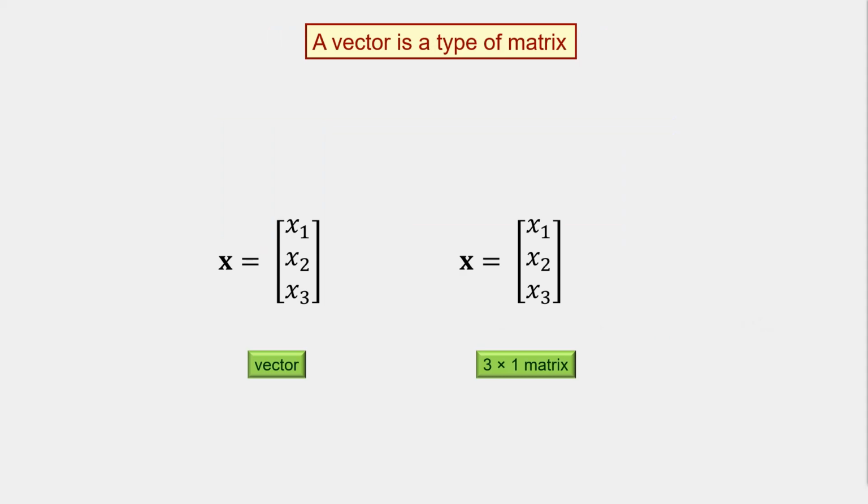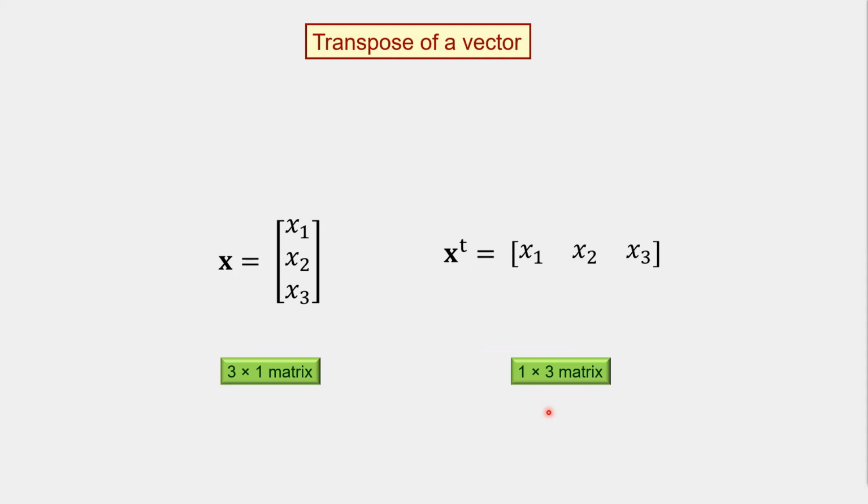Now we can consider a vector as a type of matrix. So here's a vector we looked at before, x, with its 3 elements. We can also consider x as a 3x1 matrix. And as such, operations that we can perform on matrices can be performed on vectors. One such operation is transposition. So here's our 3x1 matrix x. Here's the transpose of x, which is a row vector, a 1x3 matrix.